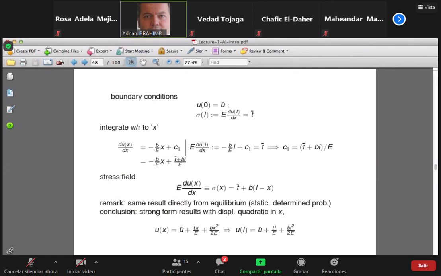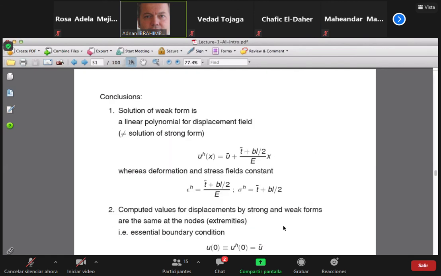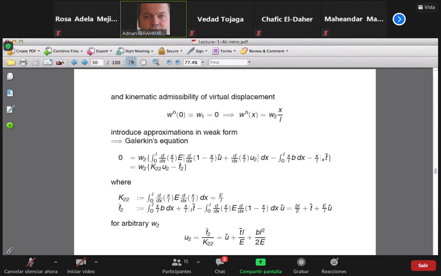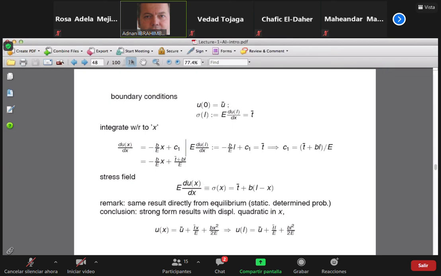And then you will have another contribution to this external load. You will have a T bar applied in the second node. And then you have a contribution from the imposed displacement that comes naturally from this type of computation. So if I divide F2 by K22, I obtain directly the value of displacement, which is equal to U bar plus T bar L divided by E plus BL squared over 2E. What's miraculous is that the strong form solution is precisely the same value.